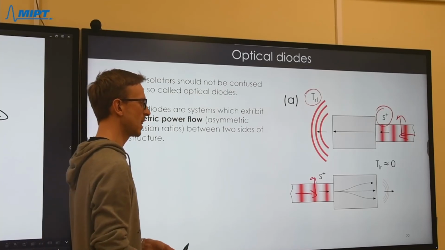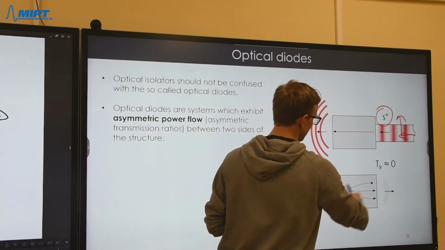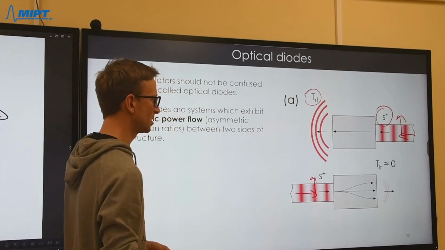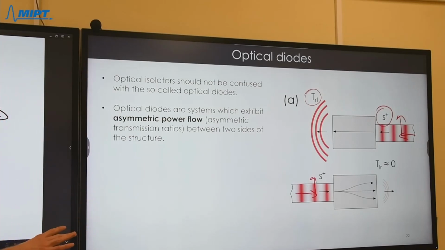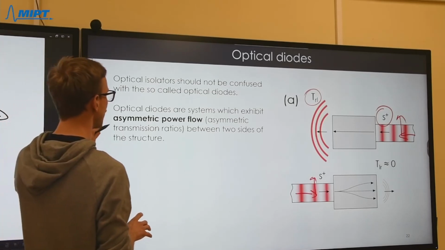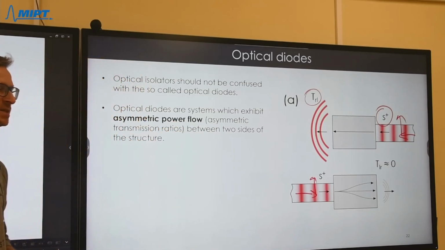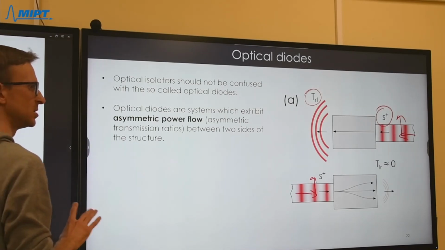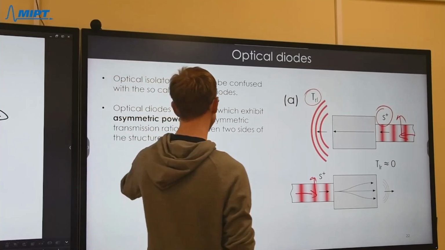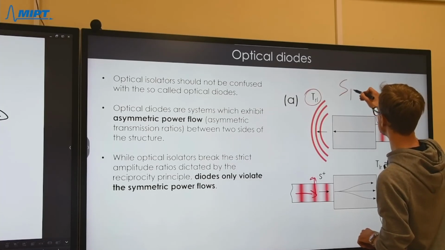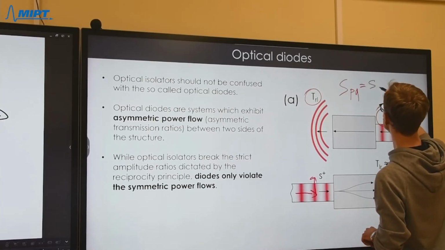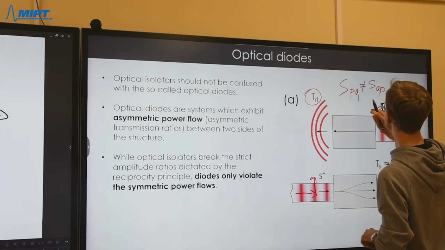And it may happen that on the other side there will be almost no intensity upon illumination from this side. At first, it might look like optical isolation, but it is not, because what we look for here is a symmetric power flow. It's only power, the intensity, that we care about in the case of optical diodes. We do not care about the individual elements of the scattering matrix. So we don't need to verify that we have different S_PQ and S_QP. We don't need that.